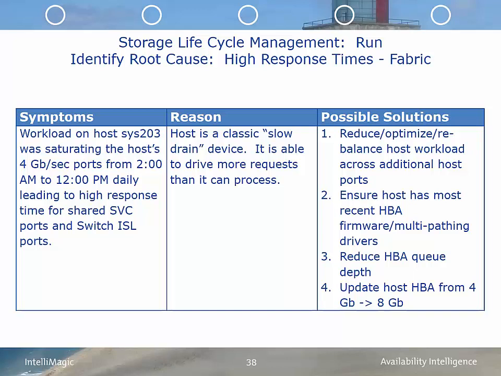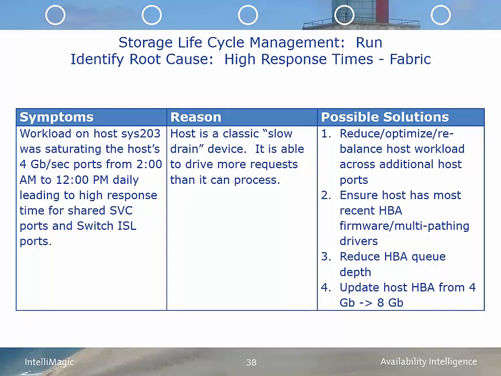There are several possible solutions. First, you could rebalance the host workload across additional host ports. Second, you could ensure that the host has the most recent HBA firmware and multipathing software, which may slightly improve the performance. You could also reduce the HBA queue depth on the host to limit how many outstanding IOs per second the host can send. This will have the effect of reducing the amount of outstanding requests that the host sends, thus tying up fewer common resources, in this case, the SVC node buffer credits. Lastly, you could update the host HBA ports from 4 to 8 gigabytes per second.